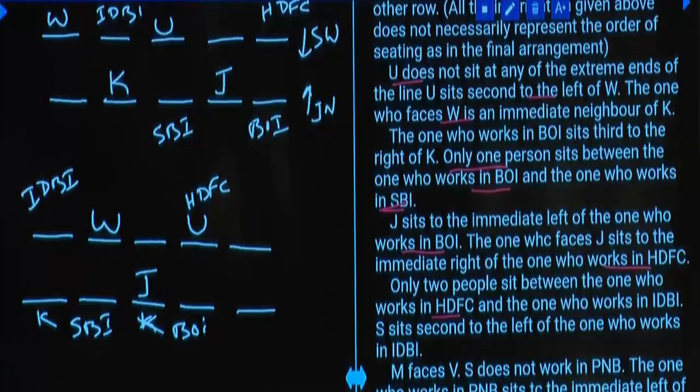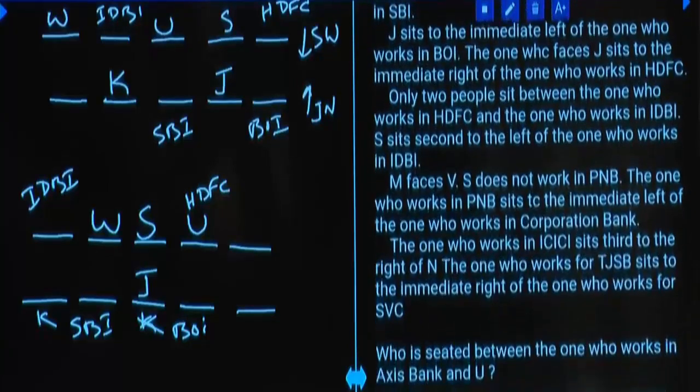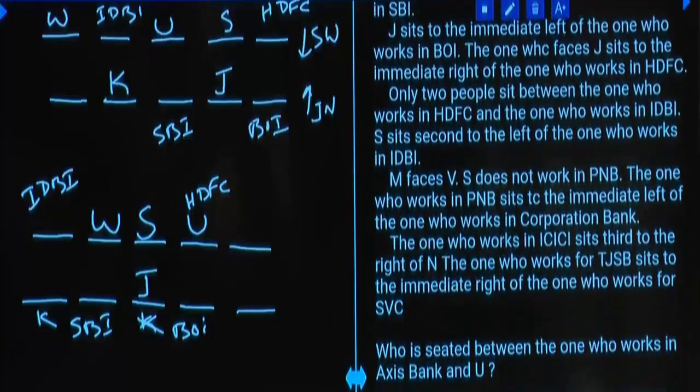Two persons between these two works in HDFC and IDBI. Next one, S sits second to the left of the one who works in IDBI. And M faces V. Now finally M is facing V. As M is facing V, now V and M must be opposite to each other.